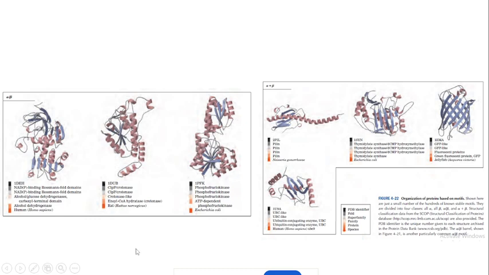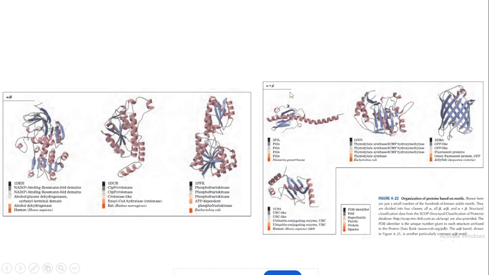And the third category is alpha slash beta. These proteins have either alpha or beta. So this portion of the protein is made of beta sheet. This portion is made of alpha helix. Here also, this portion is made of beta sheet and this portion is made of alpha helix. So they are alpha slash beta.